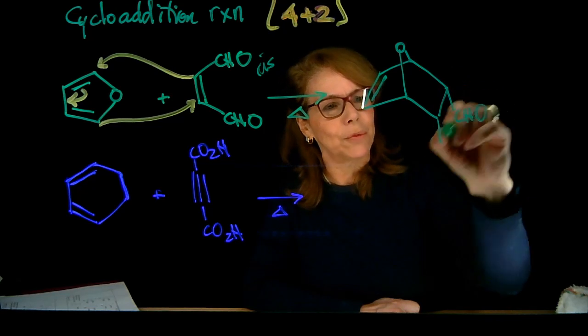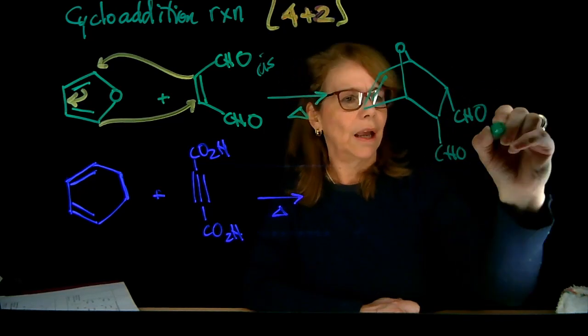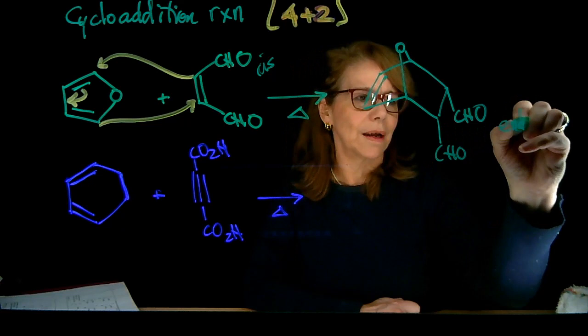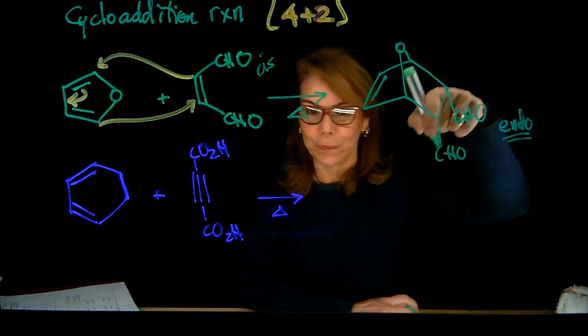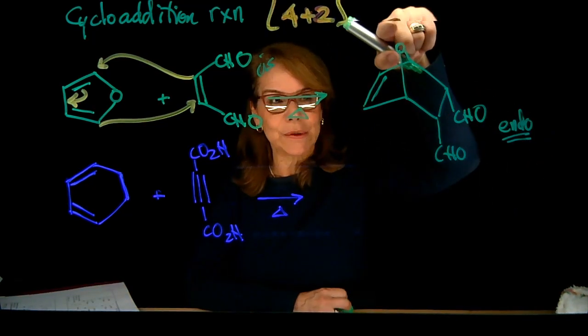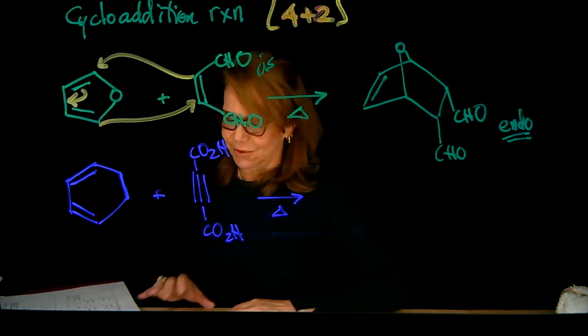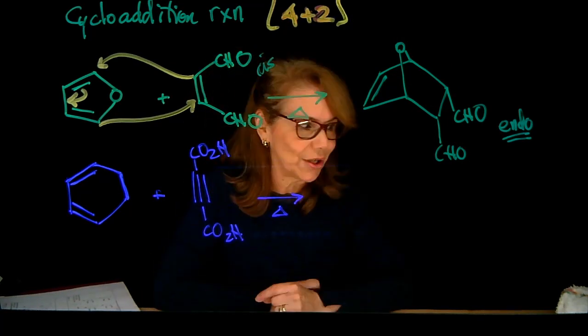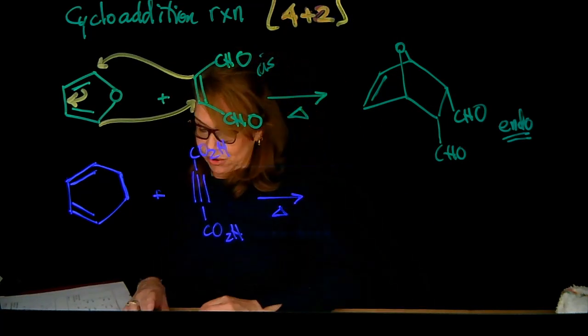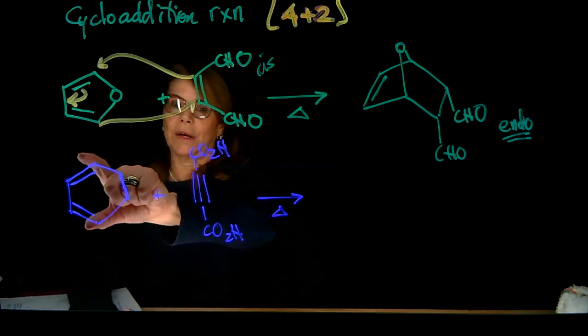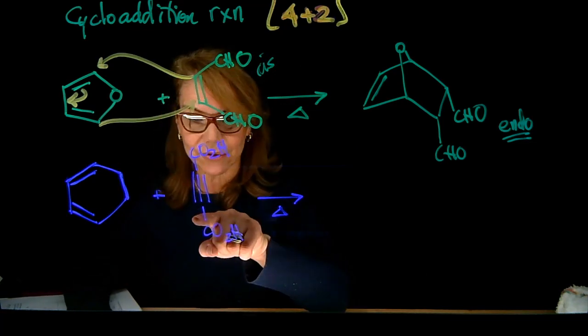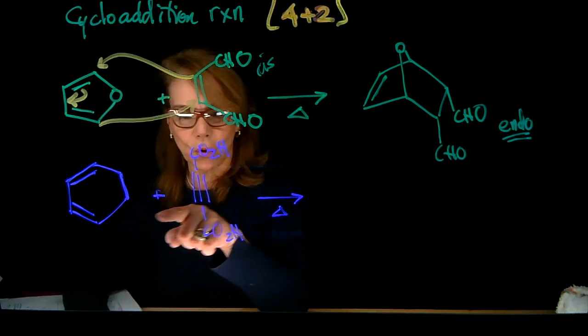And the major product is the endo product. So these two groups are facing down, opposite to that. So that's my product in that reaction. Let's look at the reaction below. The reaction below involves, again, 4 electrons here and 2 electrons here. So it's still a 4+2.